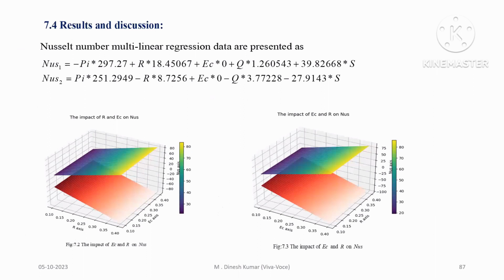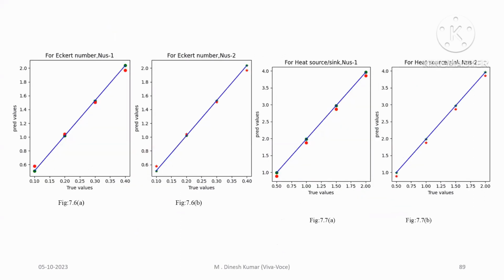And whenever I applied multi-linear regression for the Nusselt number, I got the above equations when I considered radiation, Eckert number, heat source or sink, and suction effect. And in this, if you observe, case 2 has more dominance than case 1 for different dimensionless parameters. Here also you can observe that whenever I applied the machine learning technique, the red dots represent the system predicted values, and the green dots represent the truth values. That means the truth values are the results we got from the numerical technique, and the red dots are the results from the machine learning technique, and both are almost the same.